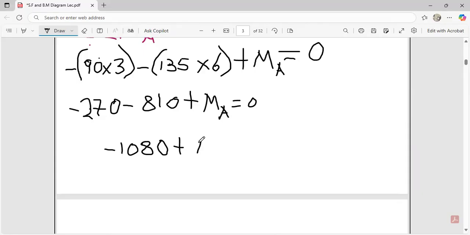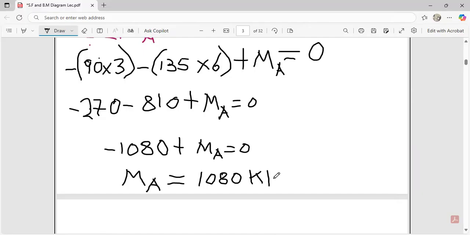Plus your MA. When you get here, the only thing you have to do is what? Group like terms, and you realize that life is going to be much easier. Okay. So after grouping like terms, what are we going to get? Finally we're going to get our MA. Okay. Remove the negative to the other side so that MA can stand alone. Is equal to what? 1080. And because this is a moment, it is going to become kilonewton meter as the unit. Okay. So this is kilonewton dot meter.